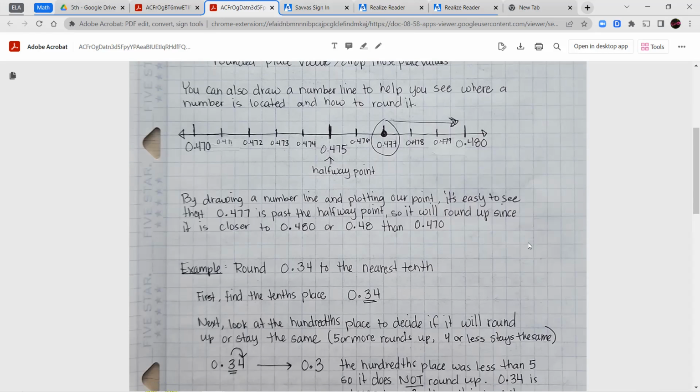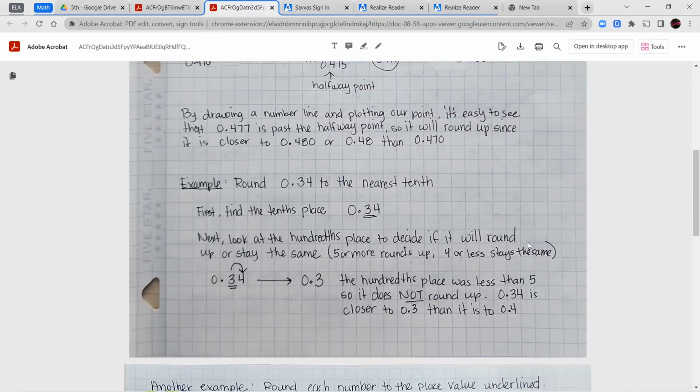So let's take a look at another example. We're going to round 0 and 34 hundredths to the nearest tenth. So the first thing I do is find my tenths place. That's my rounding place because I want to round to the tenths. So I find my tenths and I underlined it. Now we're going to look at the place value to the right. We're going to look at the hundredths place. The hundredths place is going to tell me, is it staying the same or is it going to move up?